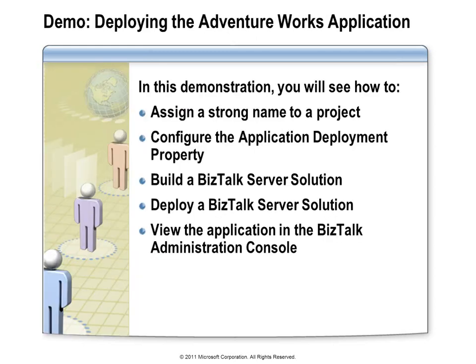In this demonstration, I will show you how to assign a strong name to a BizTalk project in Visual Studio. And then I'll show you how to configure the application deployment properties. After that, I'll build the BizTalk solution and then deploy it to the runtime environment. And once that's done, I'll show you how you can see the application in the BizTalk administration console.